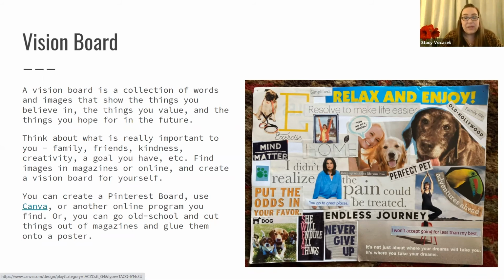Or if you're in school, go old school and cut things out of magazines. I still love doing that. I'm 41 and I love to make vision boards. There's something super relaxing about it. So those are some goal and habit tracking things.